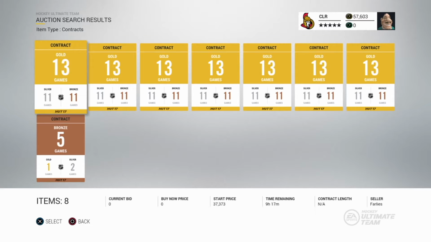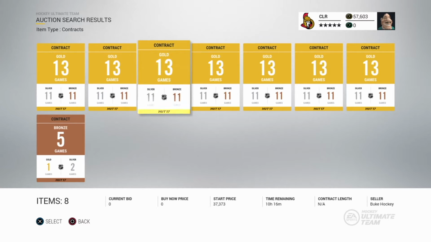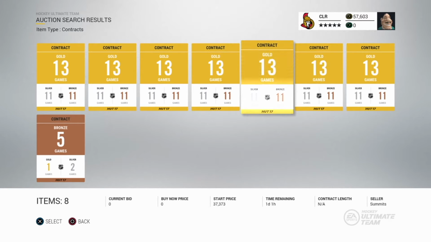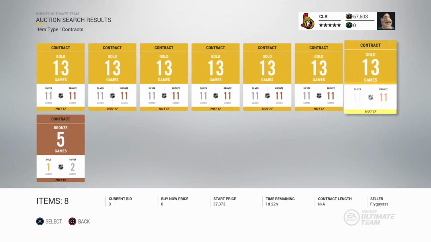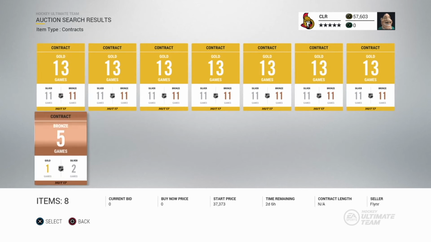I'm going to go to the live market, start on page 5. The first 91 and over that we find is going to be within the first 9 cards. There's 8 here, but I'll tell you why in a second. 1, 2, 3, 4, 5, 6, 7, and the bronze being 8.